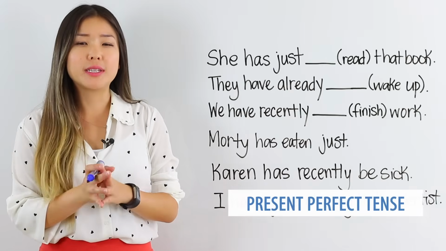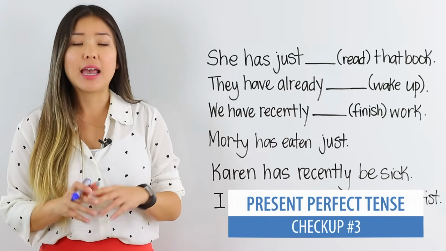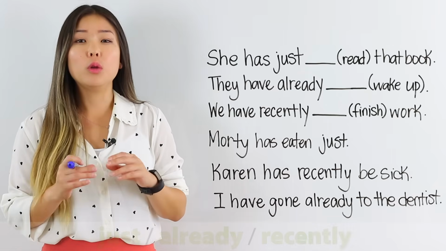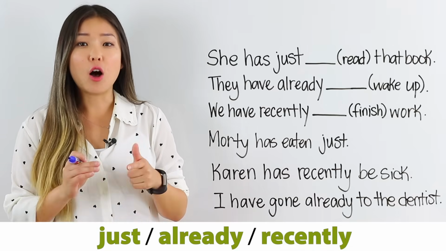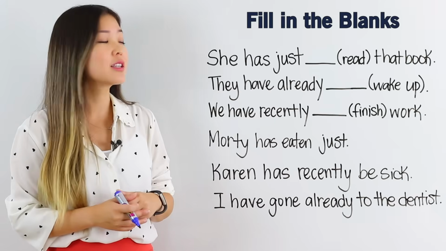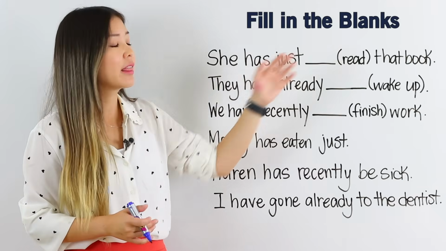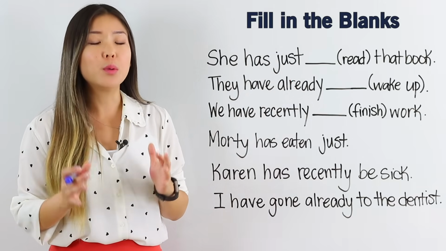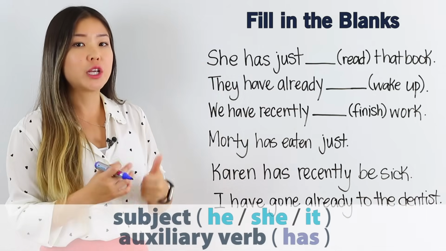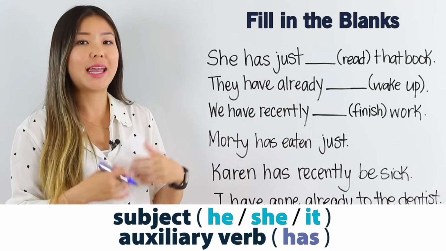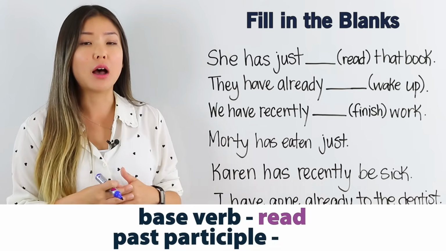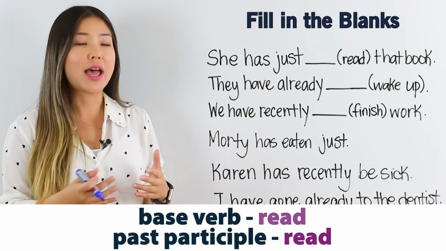In this checkup, we'll take a look at the present perfect tense and how it is used to describe an action that finished recently. We'll be focusing on the words just, already, and recently to show this. Let's take a look at the first sentence. She has just blank that book, and we're using the verb read. Remember, we take the subject she, and for he, she, and it, we say has. So that's correct. Now we need the past participle of read, and that is read.